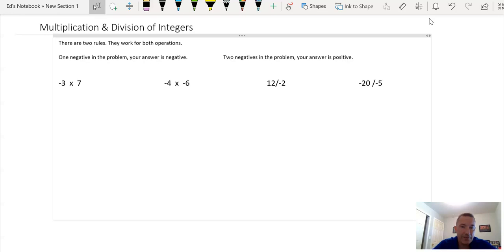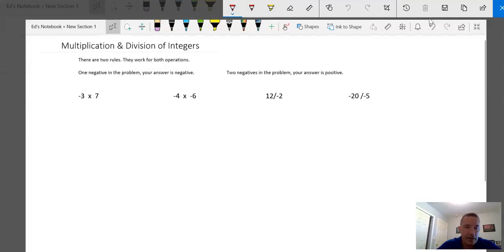So, here are the two rules. When there's one negative in the problem, your answer is negative. When there's two negatives in the problem, your answer turns back to positive. So, let's look at negative 3 times 7. Well, before we do that, first let's look at what we would normally have before that. We would have positive 3 times 7. Well, what's 3 times 7? You know it is 21. So now let's look at the original problem, negative 3 times 7.